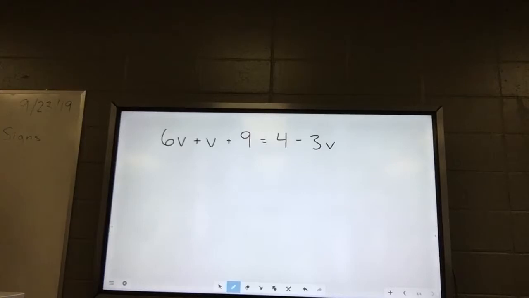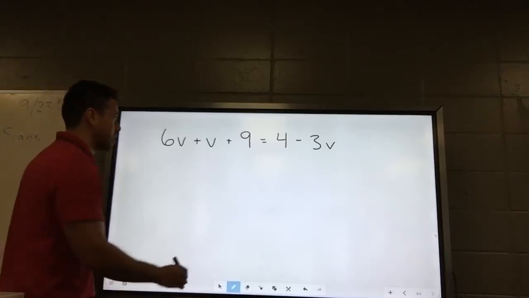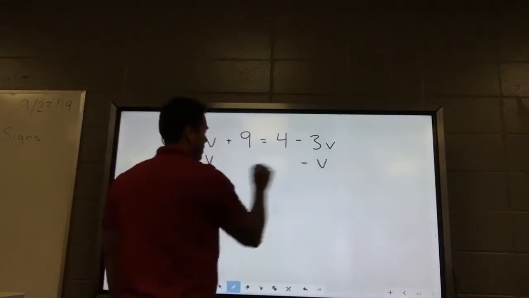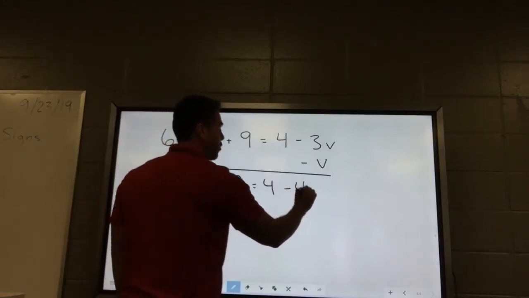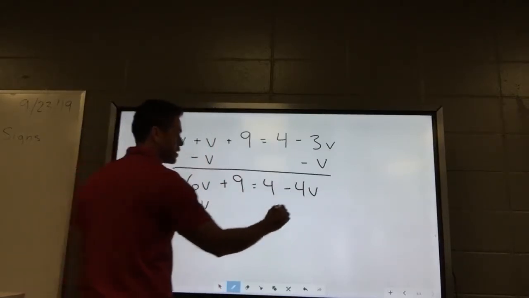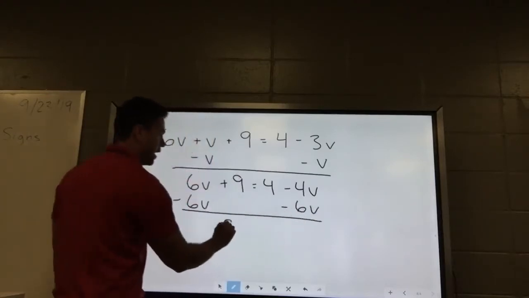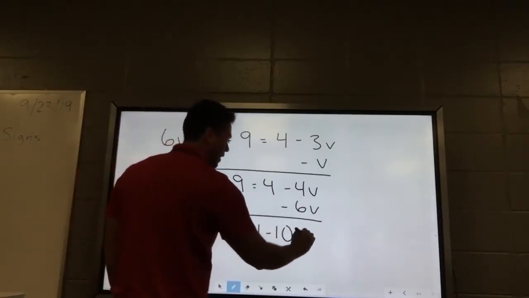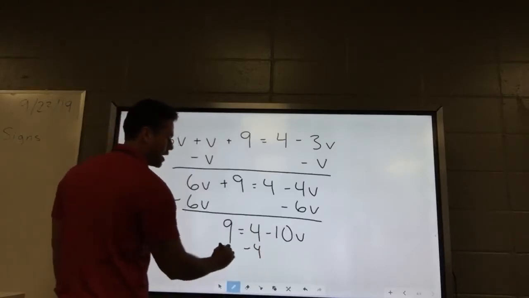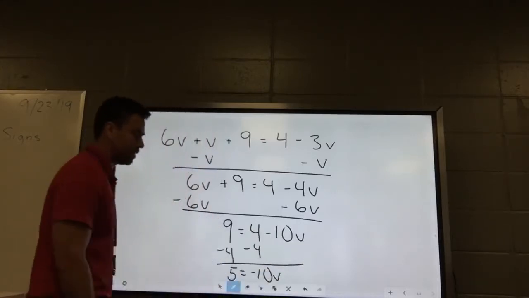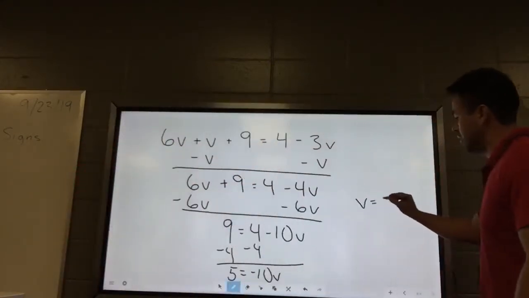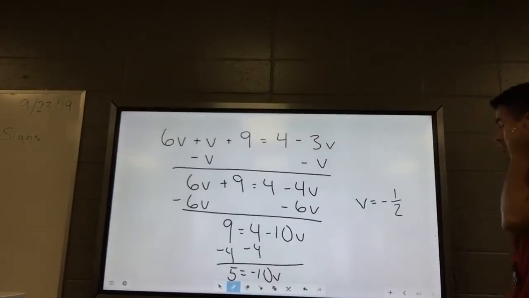Okay. All right, I'm going to give you 30 seconds. This is breaking down very quickly. All right, here's what I would do, and this is just one way to do it. First, I'm going to subtract v from both sides. So I get 6v plus 9 equals 4 minus 4v. Then I'll subtract 6v from both sides. So I get 9 equals 4 minus 10v. Then I'll subtract 4 from both sides. 5 equals negative 10v. Then I'll divide by negative 10, and I get v equals negative 1/2.